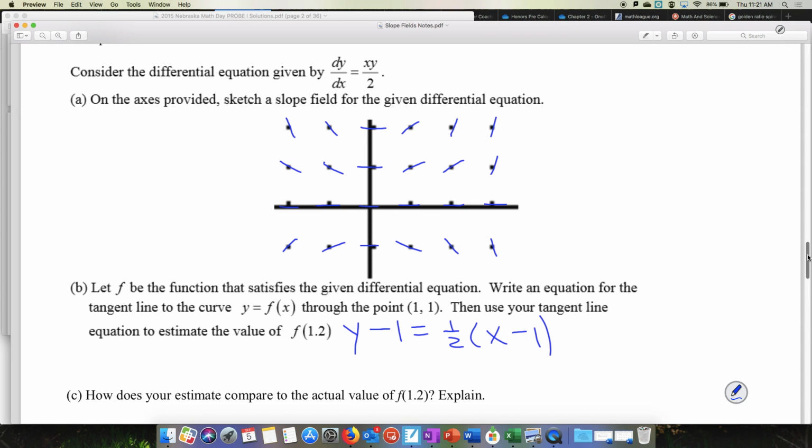1.2. You already did it. I said it wrong. I'm saying the answer instead of the problem. 1.2 minus 1 is 0.2, divided by 2 is 0.1, plus 1 is 1.1.